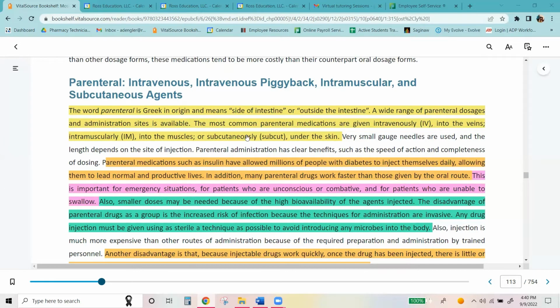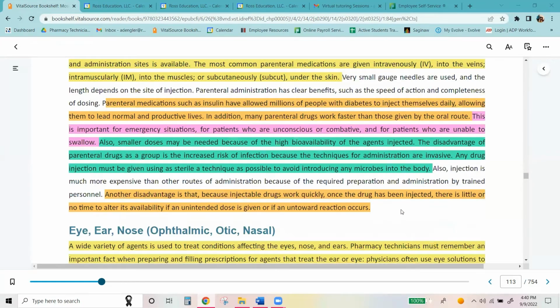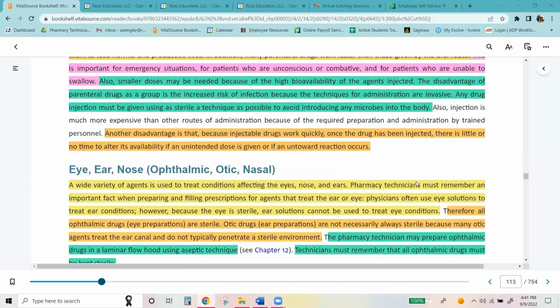Any drug injection must be given using as sterile a technique as possible to avoid introducing any microbes into the body. Another disadvantage is that because injectable drugs work quickly, once the drug has been injected, there is little to no time to alter its availability if an unintended dose is given or if an untoward reaction occurs. So if we take a medication by mouth and it was wrong, or we need to do something else, we can easily fix that more than likely. Injectable drugs, not so much.